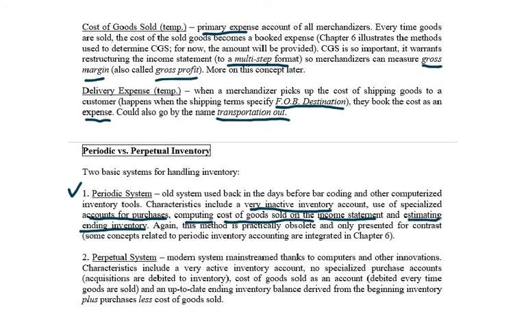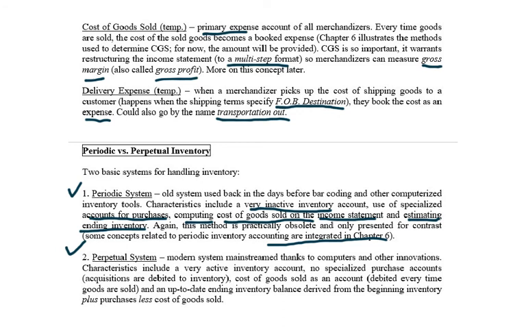So again, this is just for contrast, but you will note that some of these concepts related to the periodic system of accounting for inventory will be in Chapter 6, and you'll also note they are a lot more palatable in the context of Chapter 6. The system we are going to focus on is the perpetual system. Again, because we have computers and barcoding, that's a big one there. Definitely for retailers, barcoding is a lifesaver.